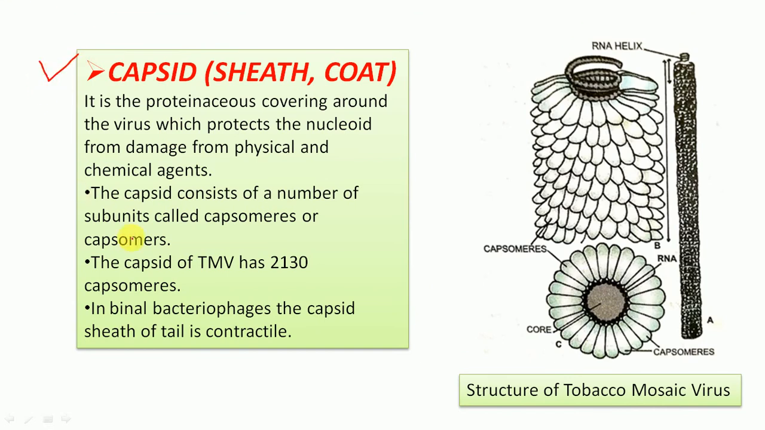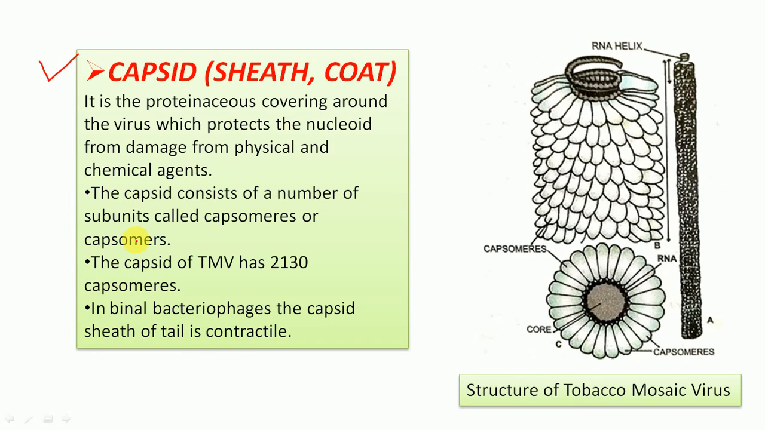Now comes another structure, that is the capsid. Now what is capsid? It is a proteinaceous covering around the nucleoid, and its main function is to protect the nucleoid from any damage from external physical or chemical agents. It may get damaged, so to protect the nucleoid, the capsid is present.